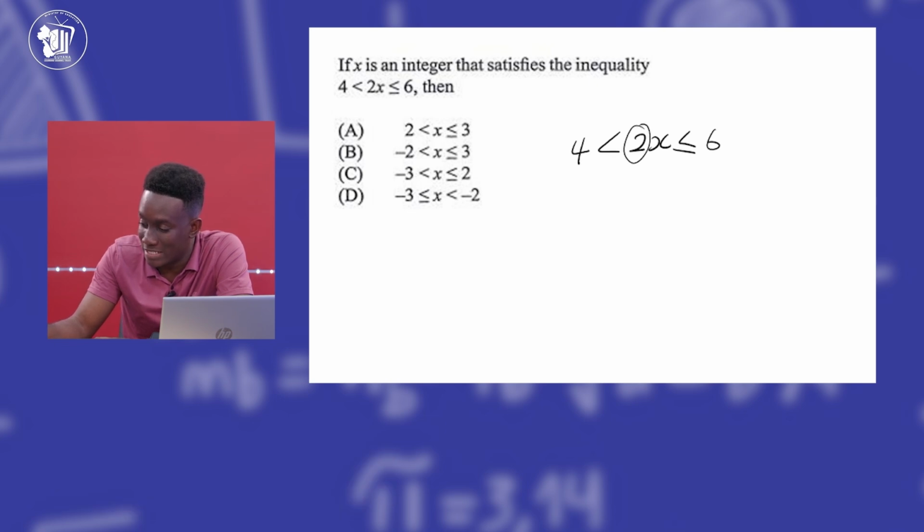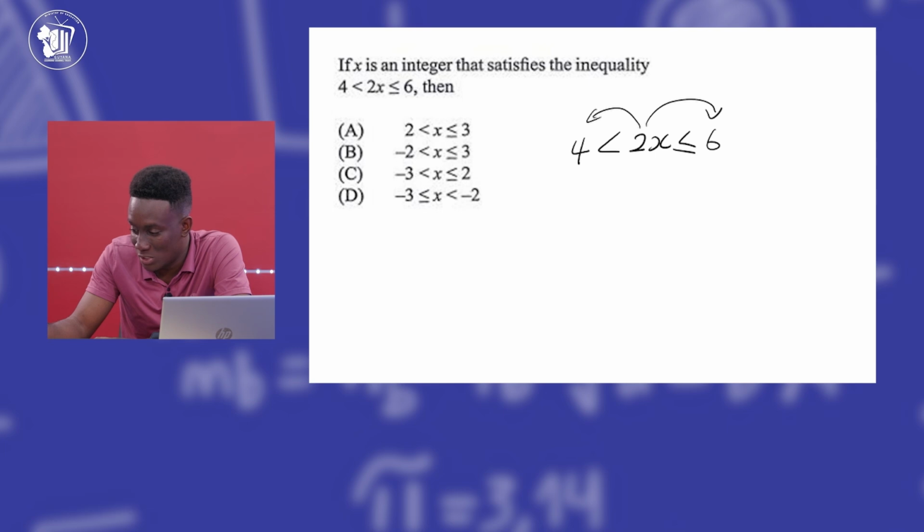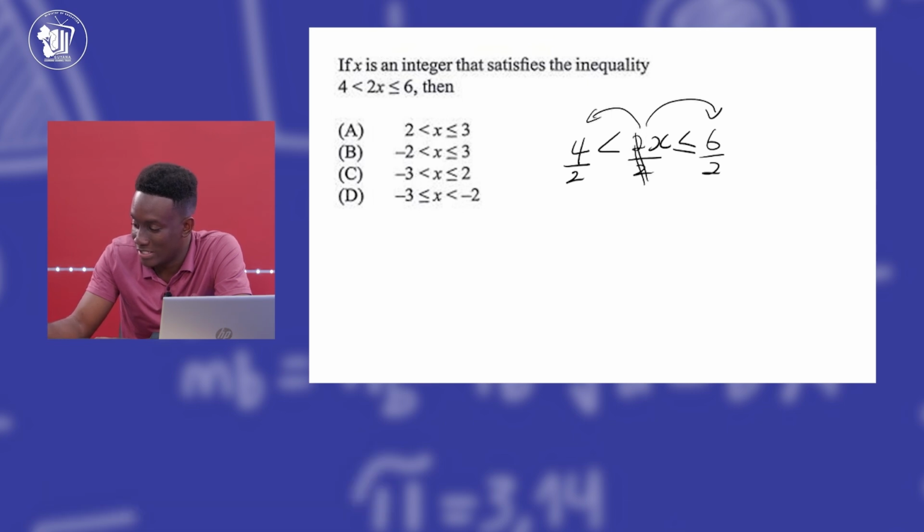So we want to isolate the x, so we need to take over this 2. We're taking over the 2 on both sides at once. So the 2 is multiplying. So when we take it over on both sides, it will divide. So the 2 will divide here, the 2 will divide here, and the 2 will divide here.